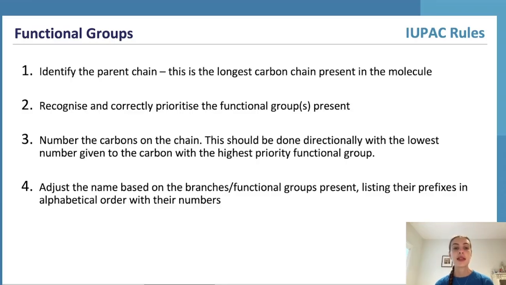The second step is that you need to recognize and correctly prioritize what the functional groups are that are present. So we'll look more into the prioritizing a bit later, but recognizing what the functional groups are that are present is very important. So that's looking along the molecule and identifying, do we have a hydroxyl group? Or do we have a carboxyl group? Or a carbonyl group? Or is there nitrogen in this molecule also coupled with a carbonyl group, which may make it an amide as opposed to an amine?